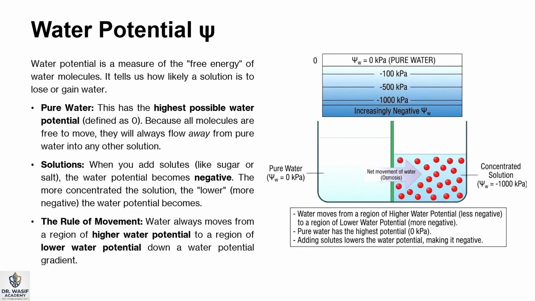The rule of movement here is very simple. Water always moves from a region of higher water potential to a region of lower water potential. It is just like a ball rolling down a hill, but we call it moving down a water potential gradient. If you can master the 0 to negative scale, you can easily solve any osmosis problem the examiners throw at you. If the examiner asks you any question about solving an osmosis problem, you can easily respond if you understand the 0 to negative scale.